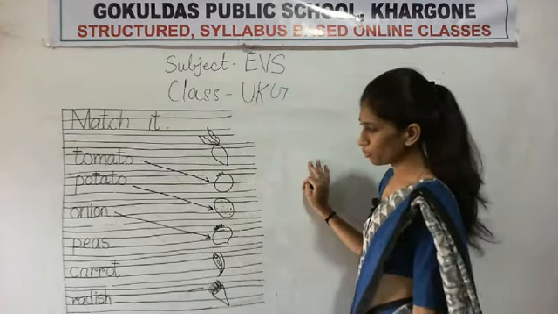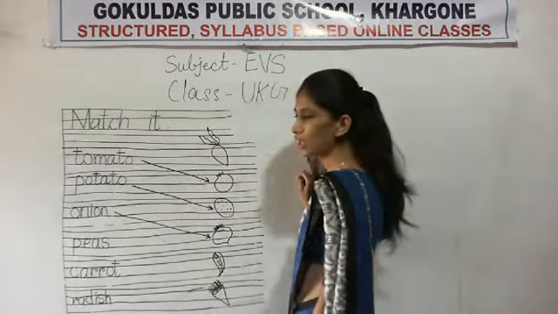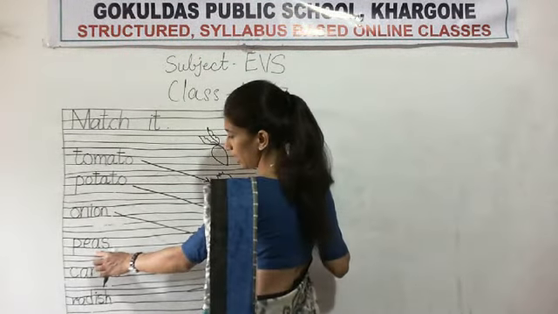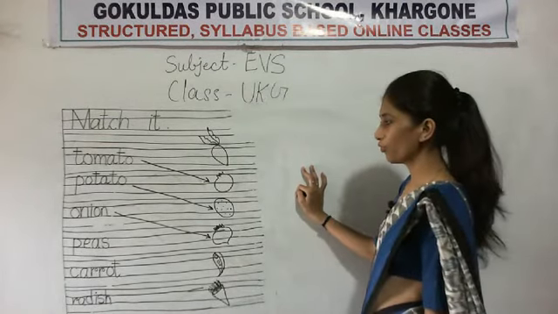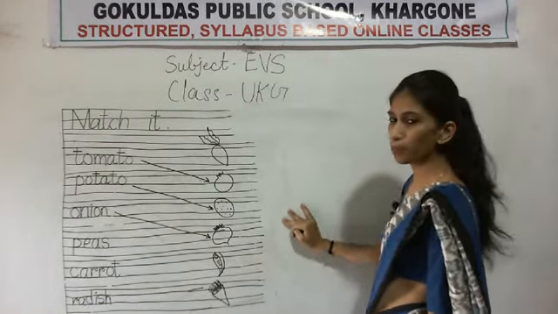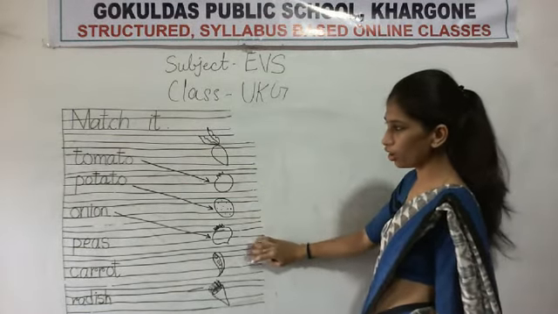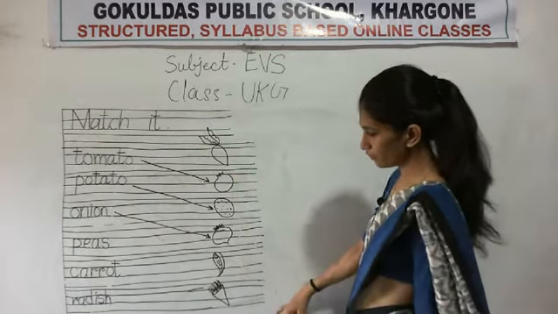Now next, peas. P-E-A-S. Peas. Now, you have to find the picture of peas. Where is the picture of peas?